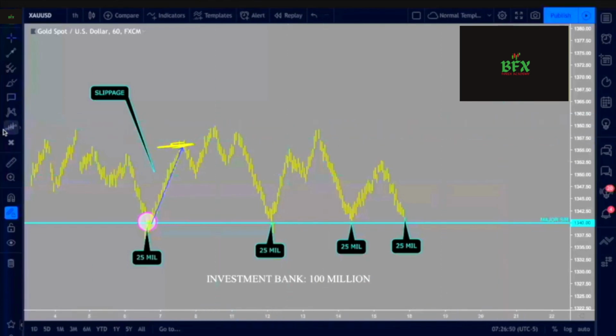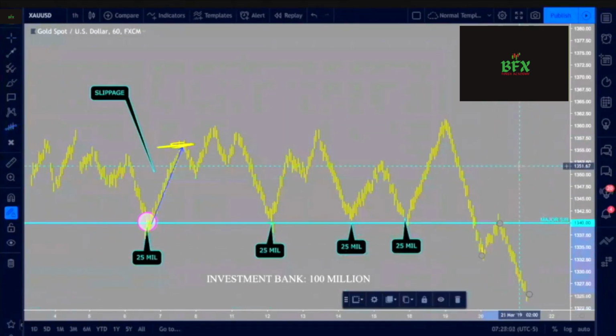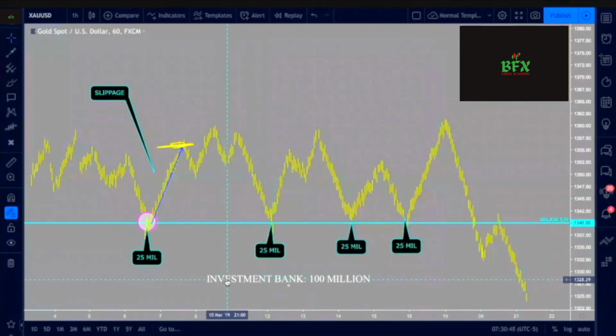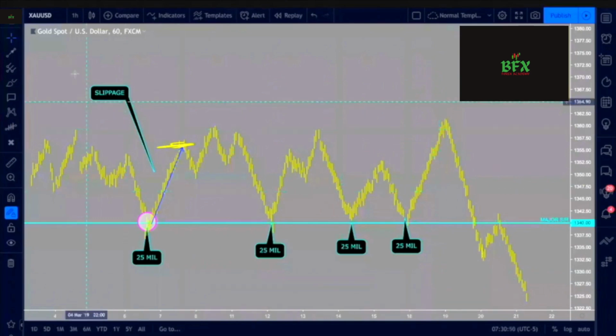So what's going to happen now? Price is pushed away, right? When this $25 million order is filled, it pushes price up. What's going to happen now when price returns to this level? There are no more buy orders there. So now price is going to break this level, retest, and then continue down. So this area down here, I'm going to get rid of the slippage marking.